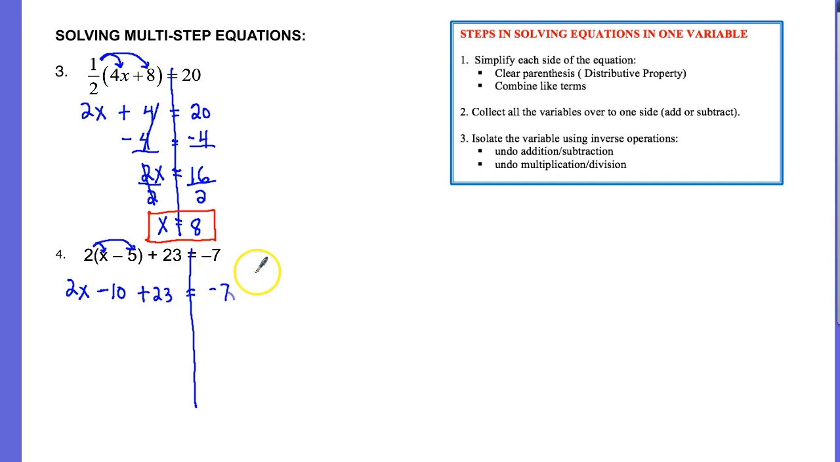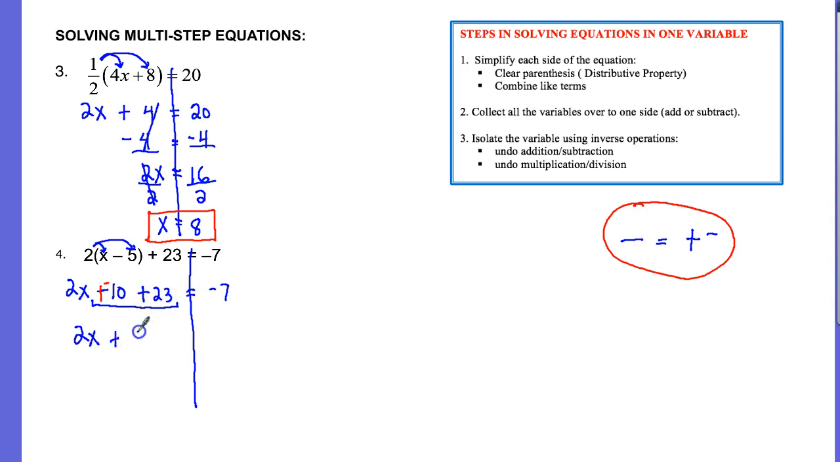Bring down negative 7. Do we have like terms? Oh yes, these two are like terms because they're both numbers. So I will bring down 2x. Remember, this is negative 10 because that minus is the same as plus negative. So don't forget that. So I can change that minus to plus negative. So this is actually negative 10 plus 23. So you owe $10 and you paid back 23. You overpaid. You're gonna get some change back. How much change? 13 equals and then negative 7.